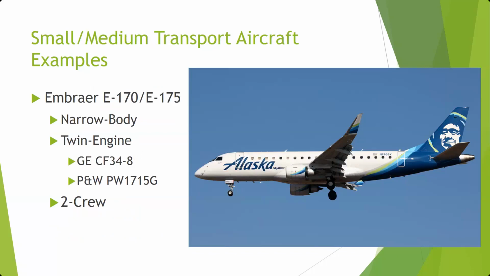Embraer 170, 175, these are common in regional service in the United States. Narrow body, twin engine. They also have a version, the older version with a standard engine, newer version with a geared turbofan engine.